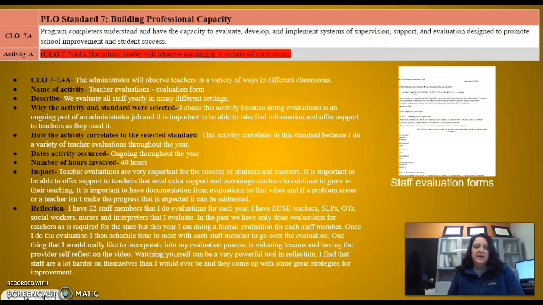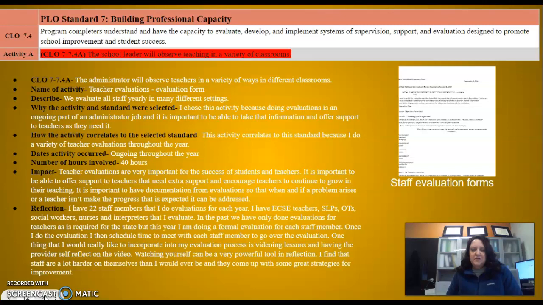My last component of Standard 7 that I chose was 7.4a. The school leader will observe teaching in a variety of classrooms. And in my own words, the administrator will observe teachers in a variety of ways in different classrooms. So this activity is just teacher evaluation and evaluation forms that we're using. We evaluate all staff yearly in many different settings.